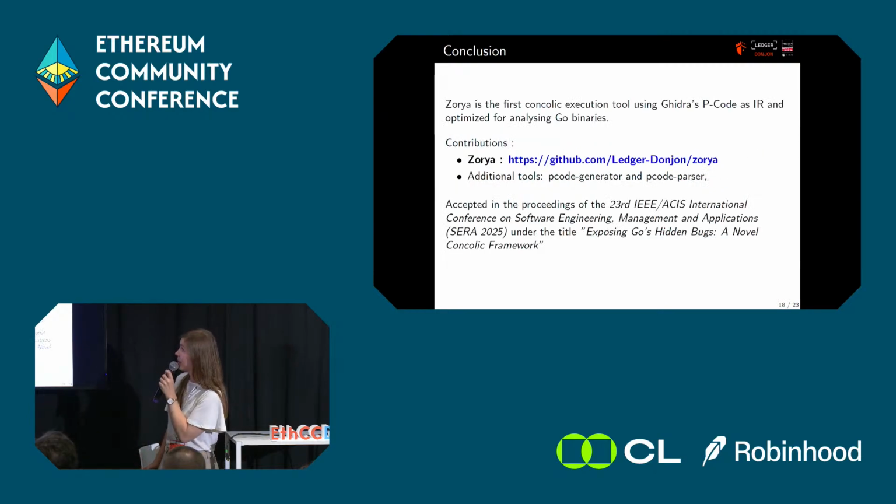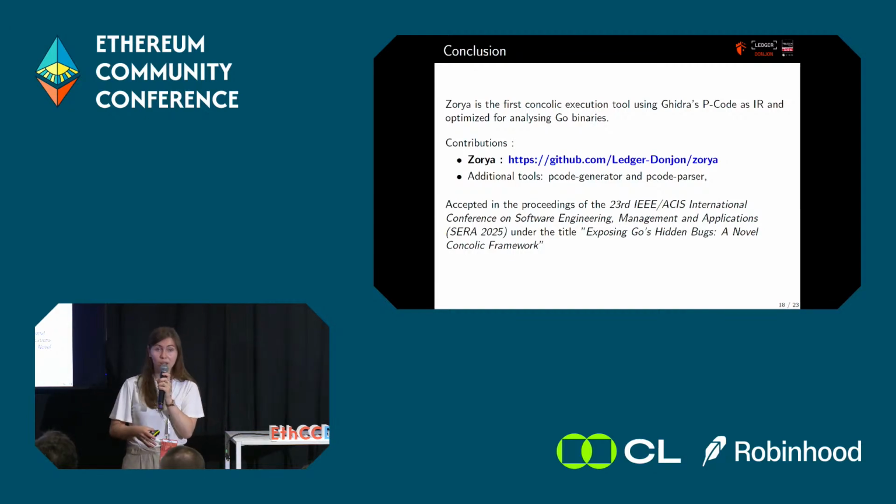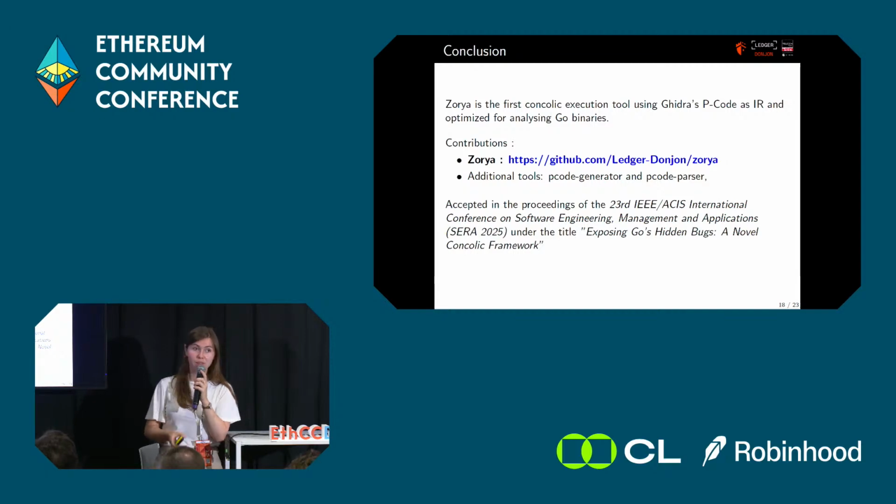Yeah, so that's the conclusion. Zoria is the first Concolic execution tool using Ghidra P-code as intermediate representation and optimized for analyzing Go binaries. We have open sourced Zoria 1 month ago, so that's why I'm doing this talk here. Even if everything is not finished yet, I really look forward for your feedbacks. If you can test it, if you can report issues, if you can do anything that can improve this.